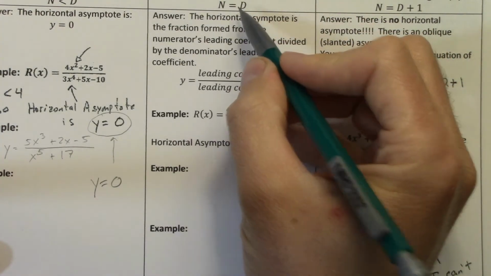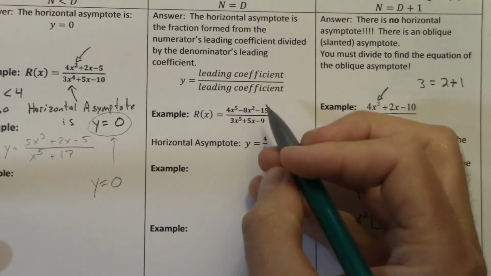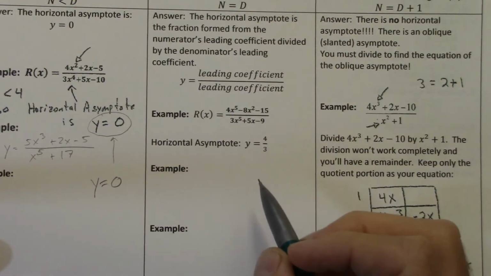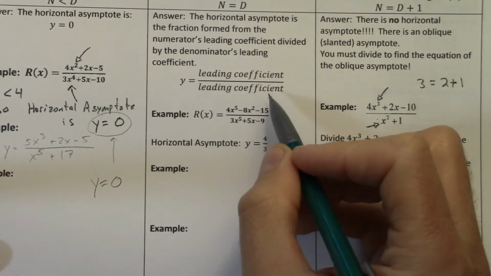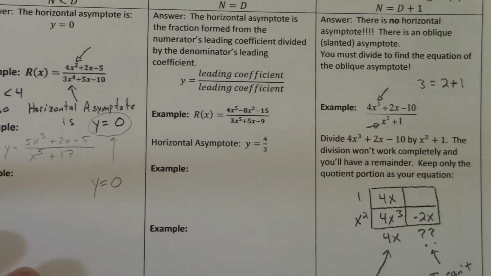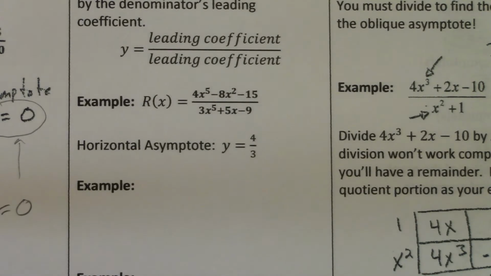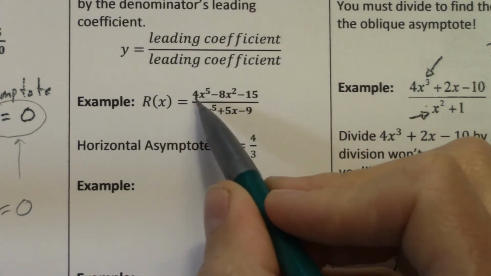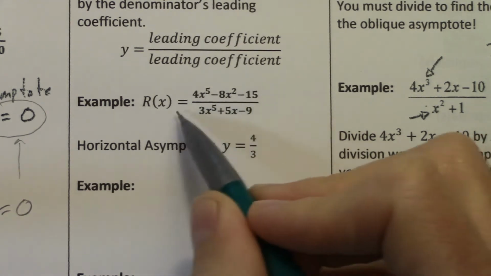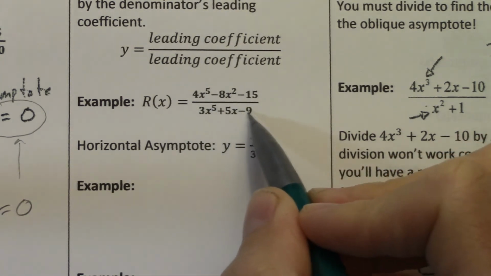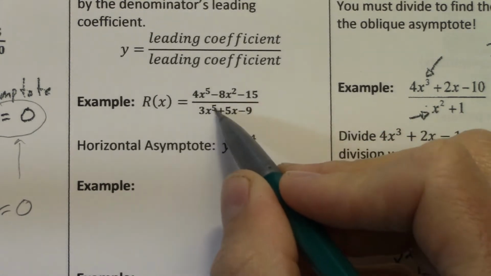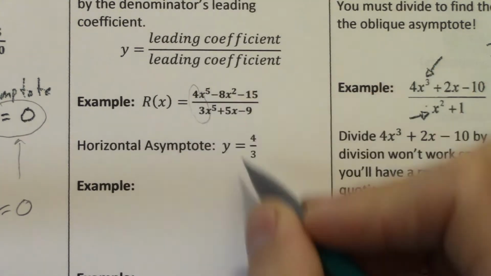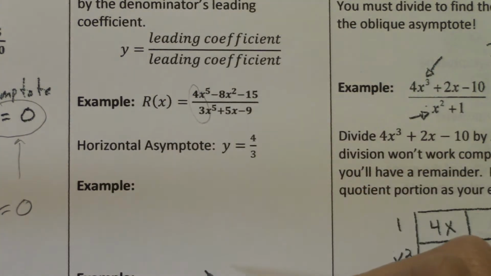Sometimes the degrees match. If the degrees match, if they're equal to one another, then it's defined by the leading coefficient divided by the other leading coefficient. The leading coefficient is that first term's coefficient. So when it's written out in standard form like this, 4x to the fifth minus 8x squared minus 15 all over 3x to the fifth plus 5x minus 9, we know the degrees match. Both of the degrees here are 5. And so we just look at this 4 over 3. 4/3 is going to be the equation of our horizontal asymptote.